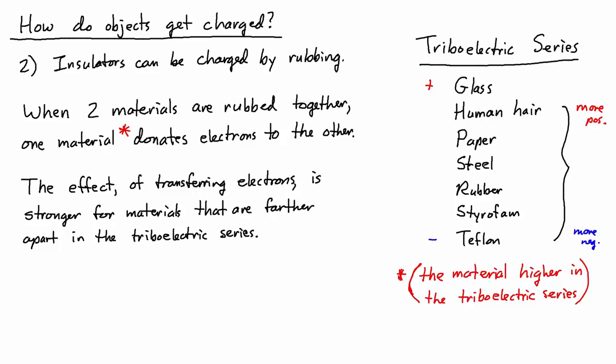So again, the location in the triboelectric series does not determine whether something is positive or negative. It's really the relative positions. Human hair is higher than Teflon. It's closer to positive, and that tells us that the human hair is more likely to give up electrons than Teflon. Teflon is more likely to keep electrons. So if we rub those two things together, the Teflon just has a field day collecting electrons. The human hair loses electrons, which is what makes it more positive.